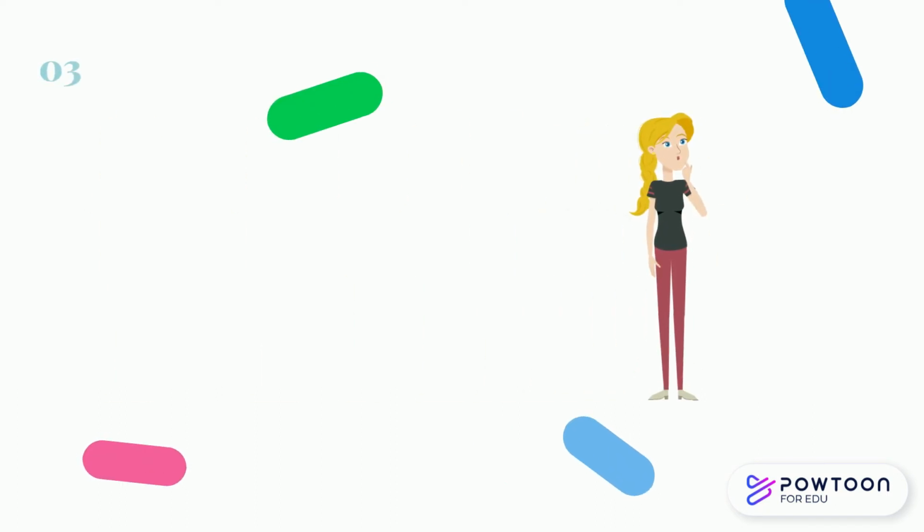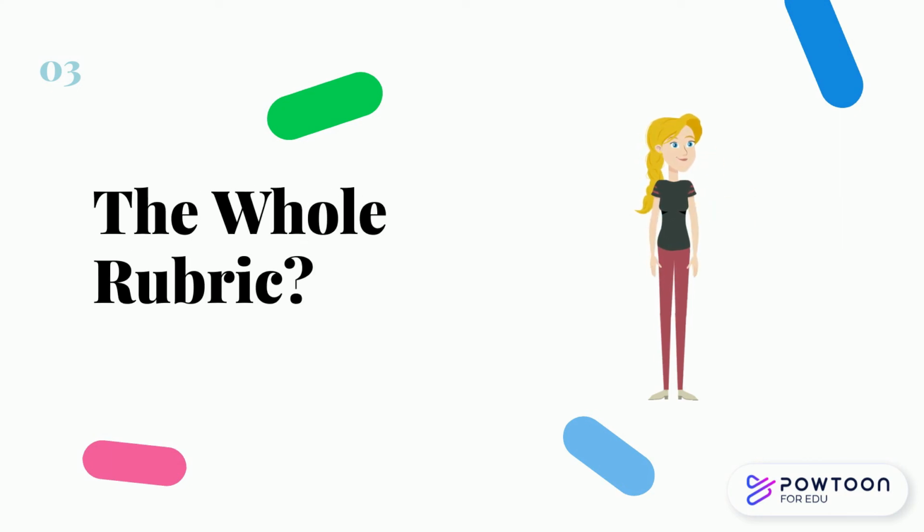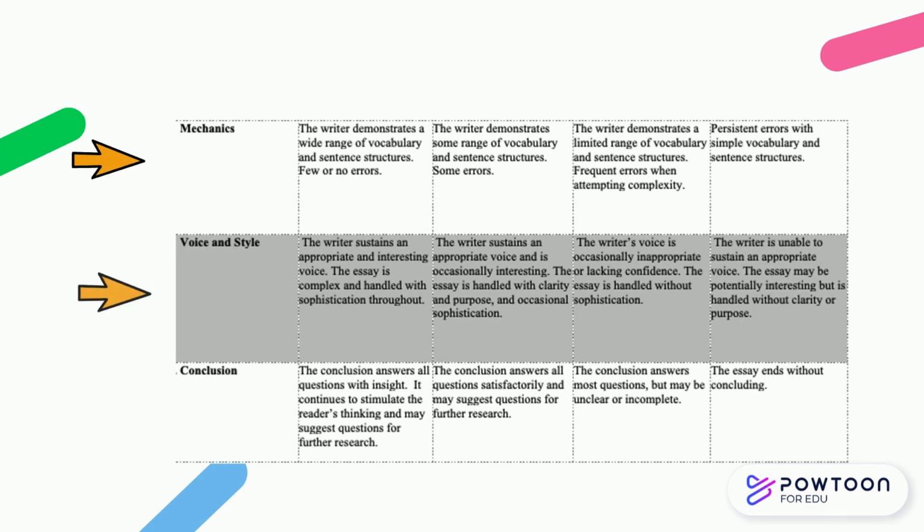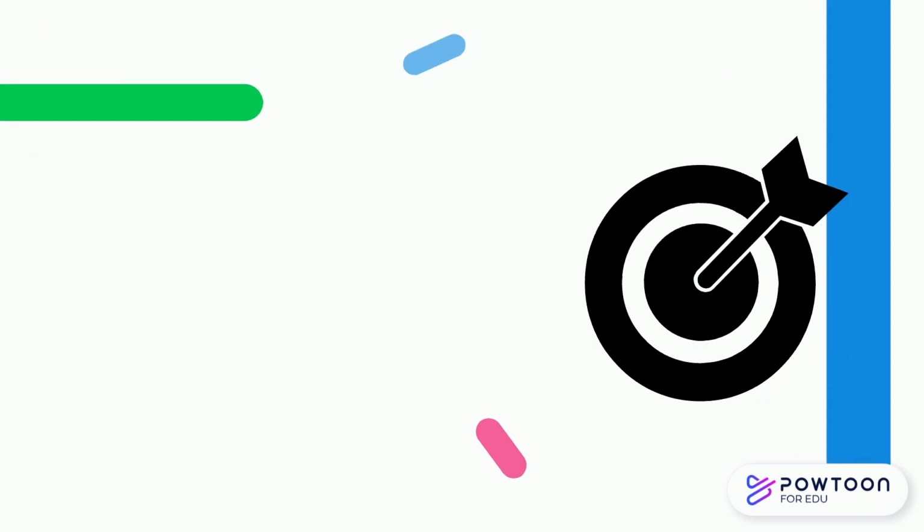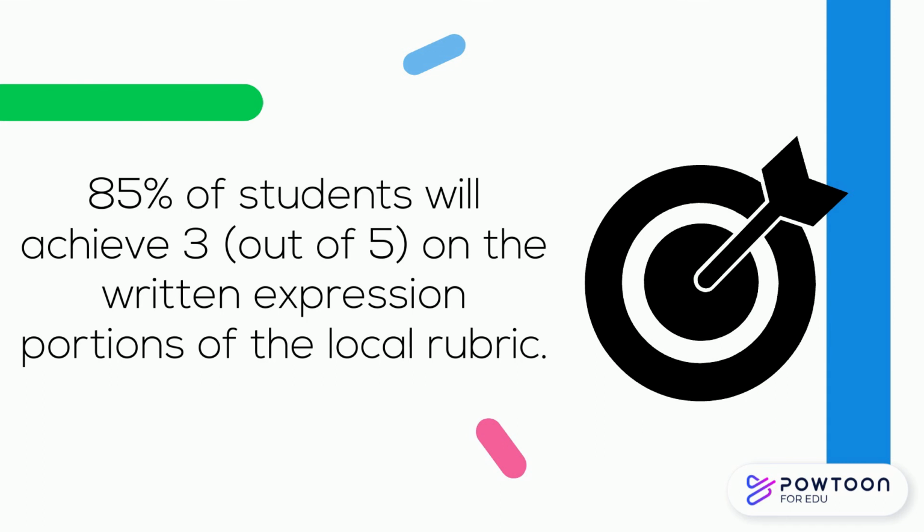Finally, we might legitimately ask if the learning outcome is broad enough to apply to the whole rubric or if certain traits are the focus of this outcome, measure, and target pair. If not, identify the rubric sections that will be aggregated and reported for this target. Our final target then is 85% of students will achieve a 3 out of 5 or above on the written expression portions of the local rubric.